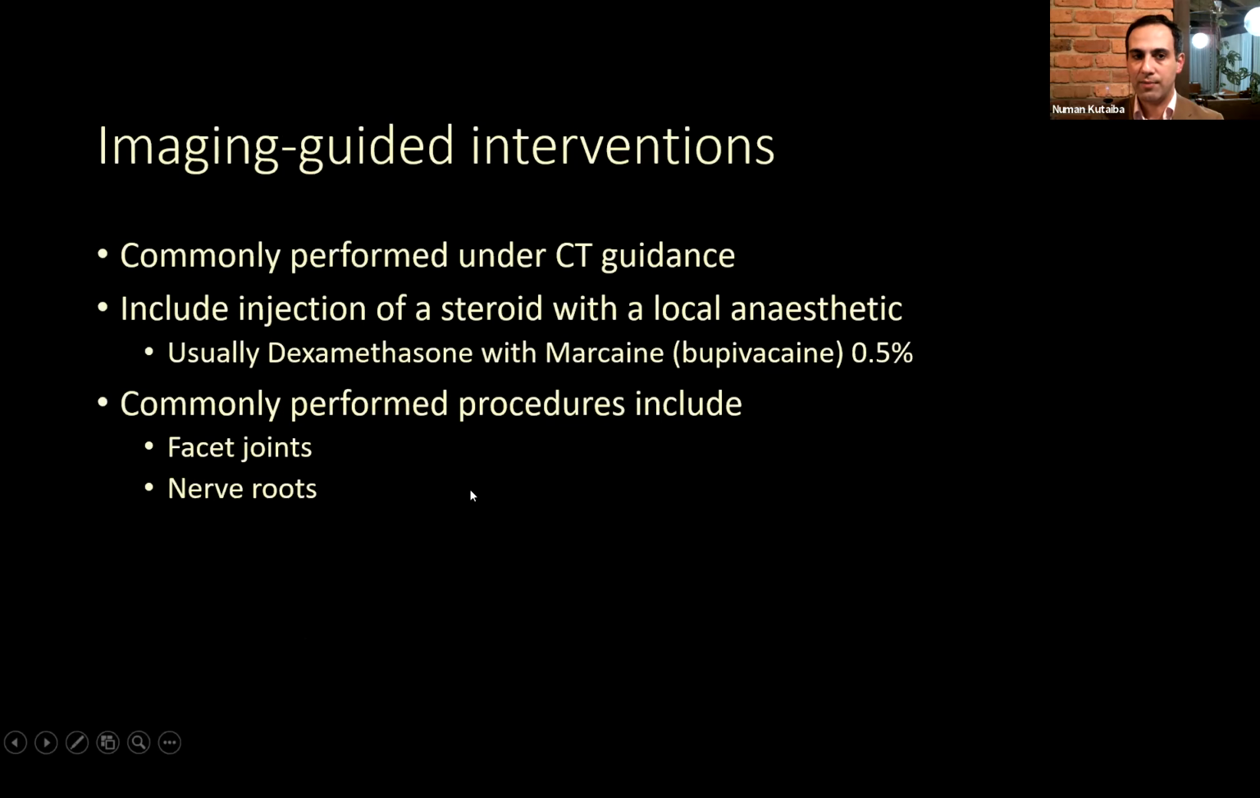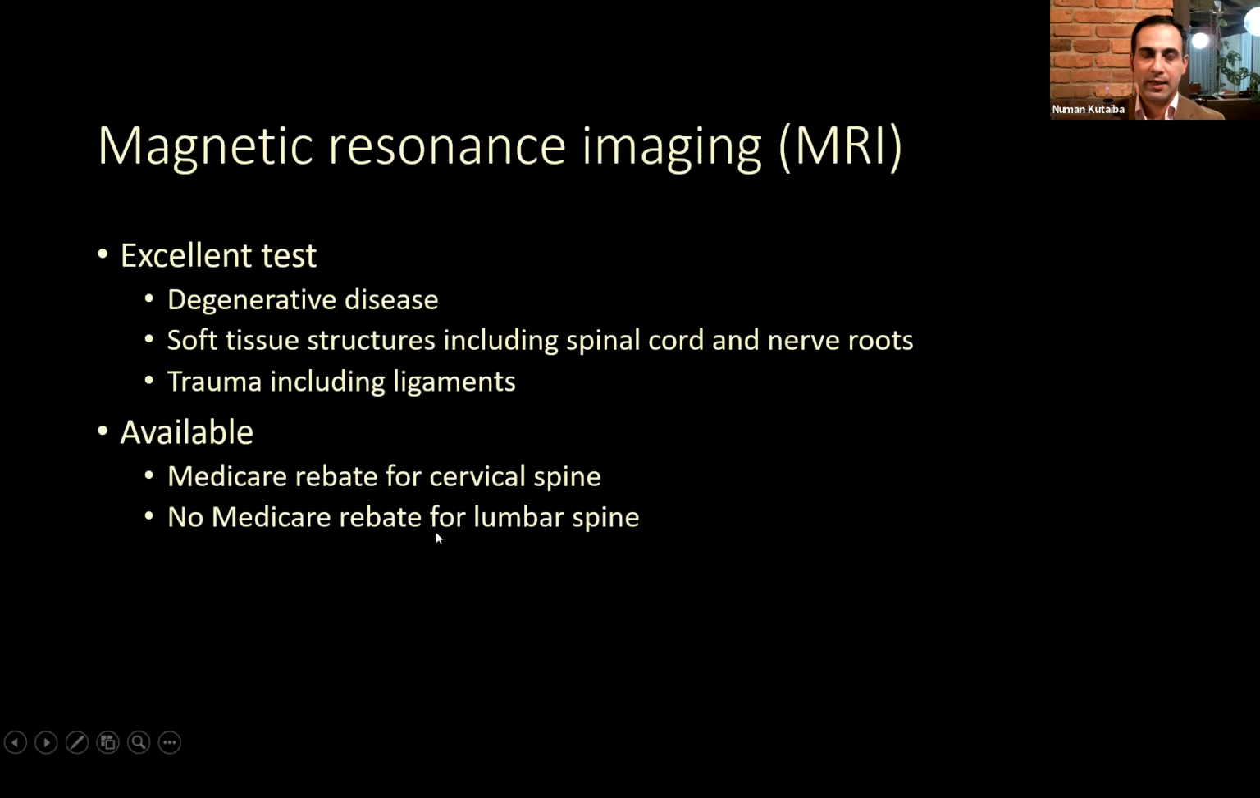So I'll touch on the imaging guided interventions since we talked about this, and it's commonly performed, as I said, under CT guidance. We usually use for the spine dexamethasone and Marcaine as the local anesthetic. In the cervical spine, it's commonly performed for facet joints and nerve roots, as I showed in the slide earlier.